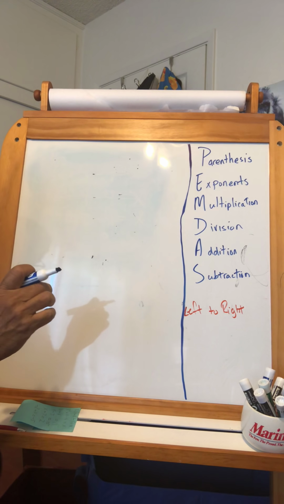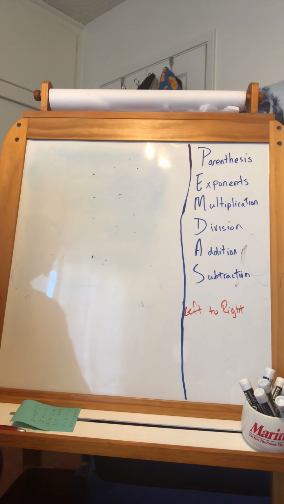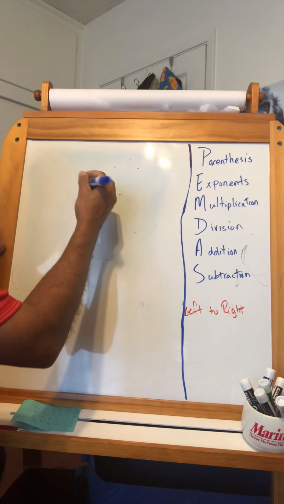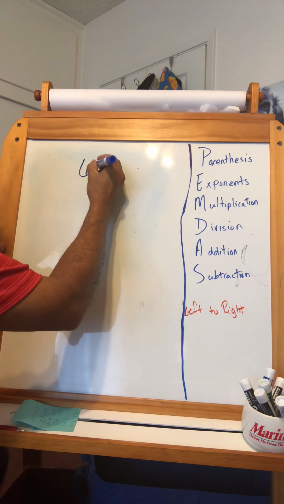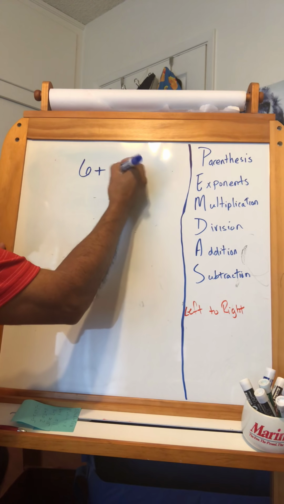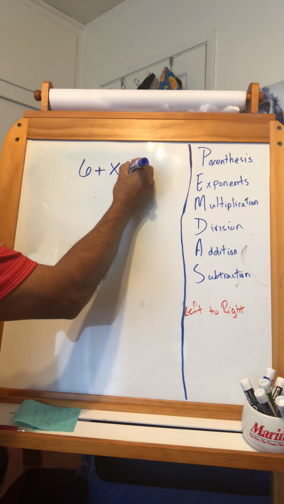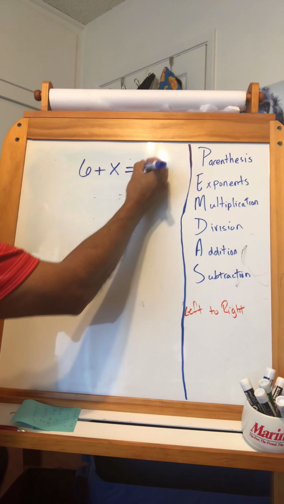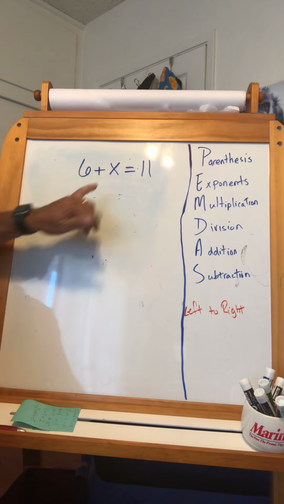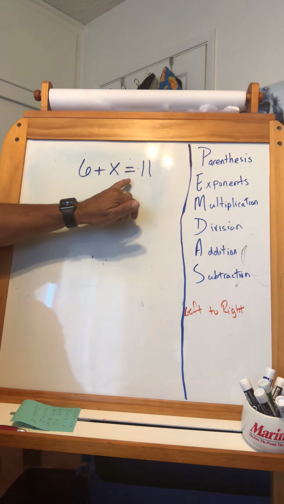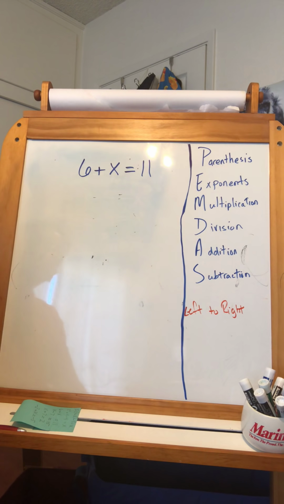Now let's start playing around with something that's a little bit more tricky. I'm gonna write this down. And this is where we start using what we call inverse operations. That's when we're trying to isolate this x on one side of those equal signs.